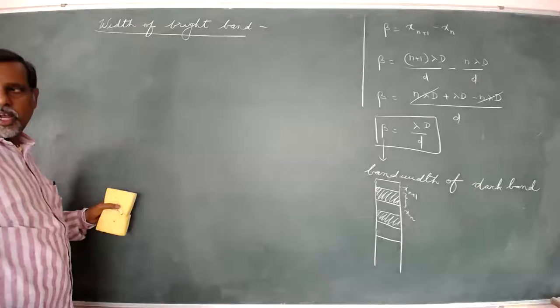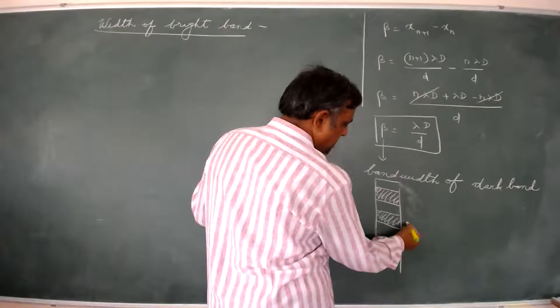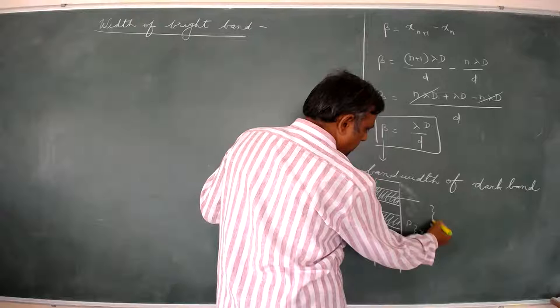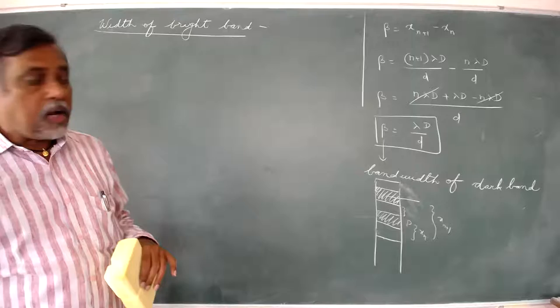So bright band, in the sense, look at this here. From the central, if you take this dark band over here, this is P. This is the central. The immediate dark band is getting formed over here, this is Xn plus 1. Xn plus 1 minus Xn, so then we will get this. Very good.